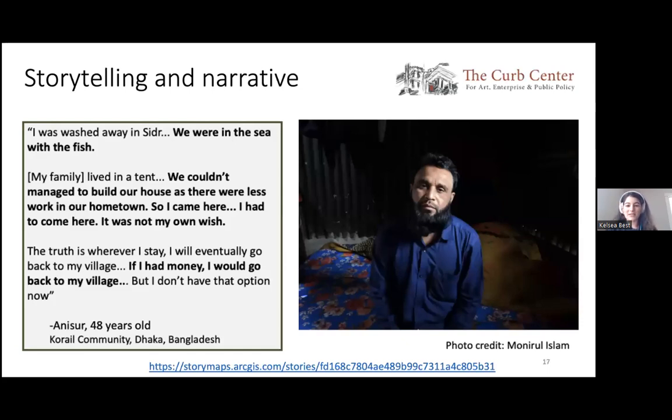I just want to very briefly, and I don't have time to really get into this, but I'm also interested in incorporating storytelling and narrative and thinking about how we can bring stories into our model development as well. So this is a side project I've been working on with just collecting narratives from environmental migrants in Dhaka, and hoping to use some more participatory methods going forward.